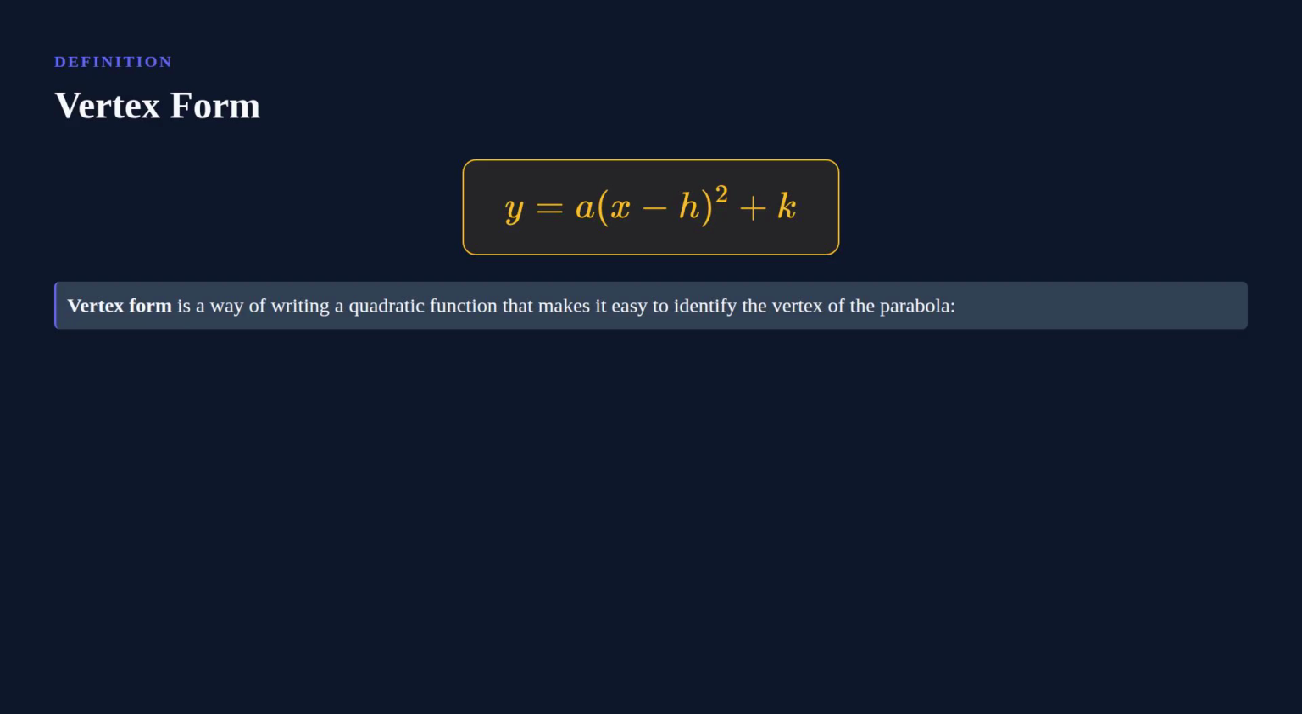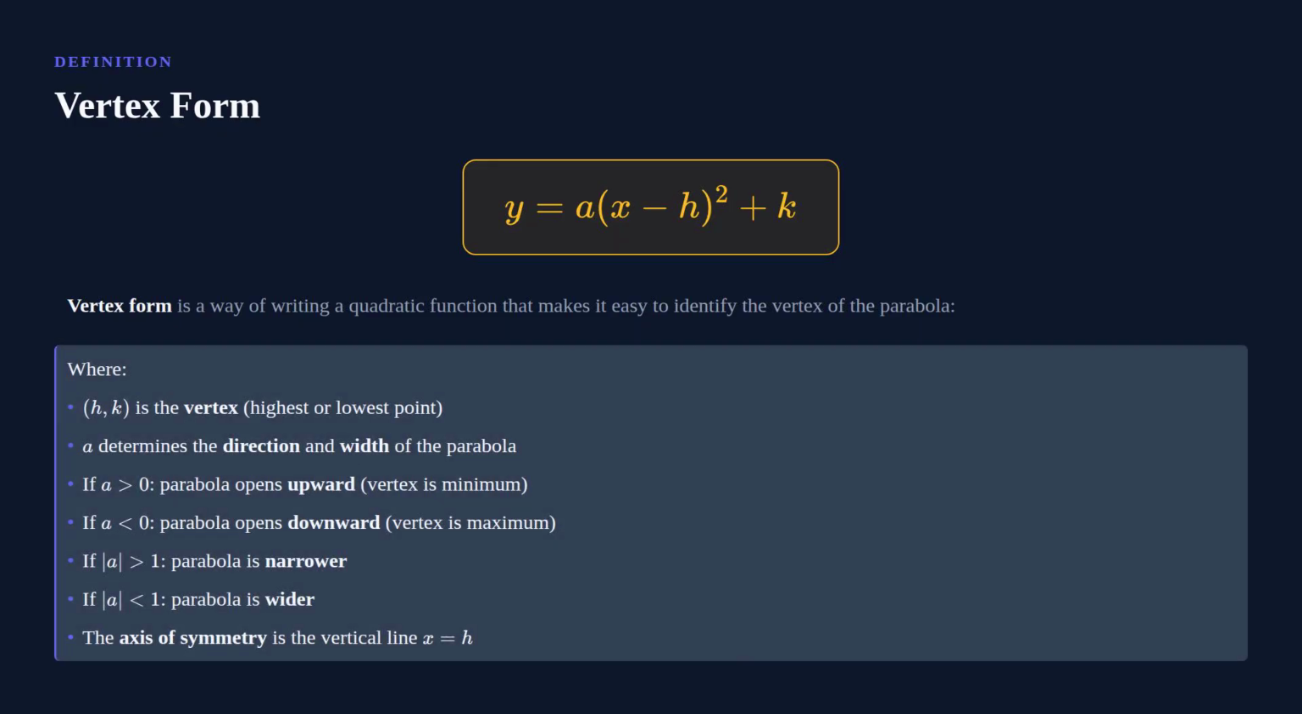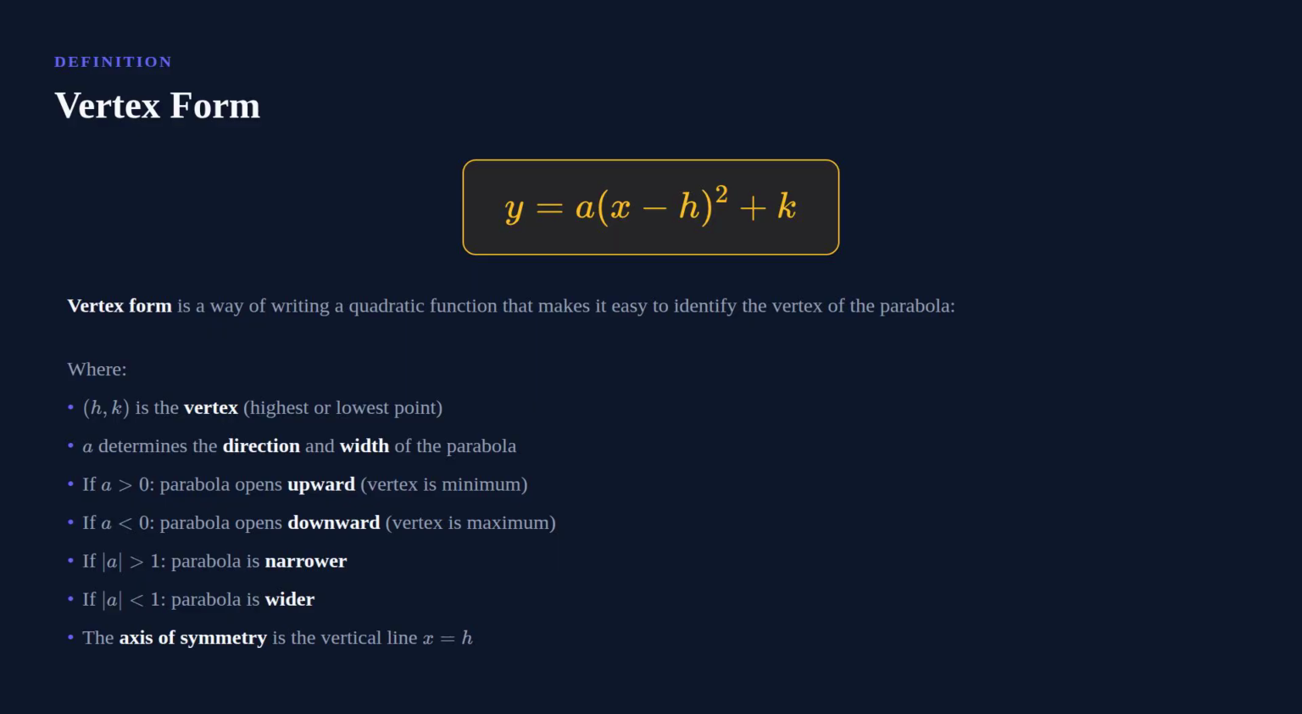a determines the direction and width of the parabola. If a is greater than 0, the parabola opens upward and the vertex is the minimum. If a is less than 0, the parabola opens downward and the vertex is the maximum. If the absolute value of a is greater than 1, the parabola is narrower. If it is less than 1, the parabola is wider. The axis of symmetry is the vertical line x = h.